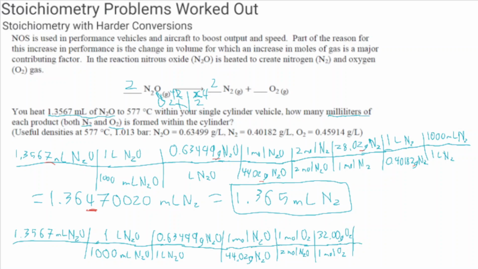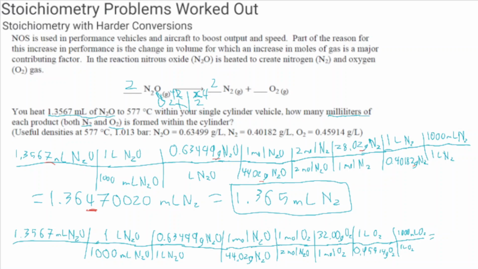And then we can look at our question, and we can see that we have this density of O2, so we can go from grams to liters. So we're going to have 0.45914 grams of O2 for every 1 liter of O2. And then we can do our final conversion of 1 liter of O2 is equal to 1,000 milliliters of O2.